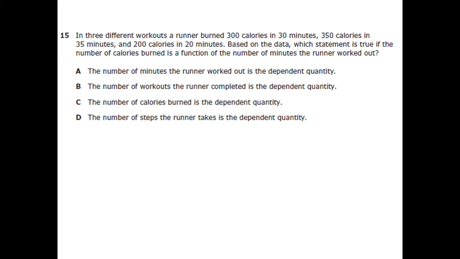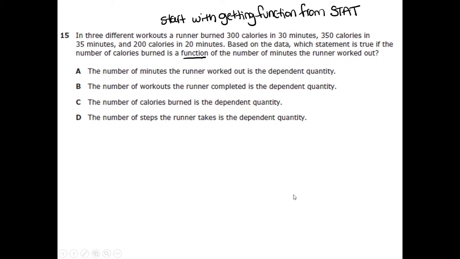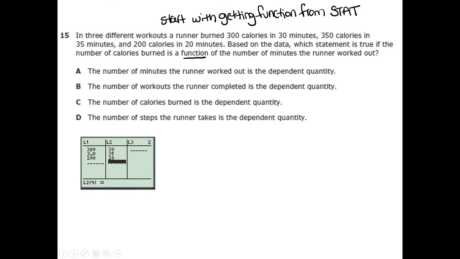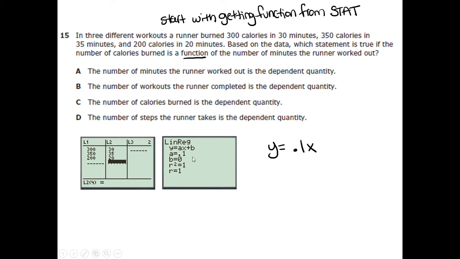Okay, so first hint. Function we get from our stat key. So we have to know what to type into our stat key. And that is to take each one of these 3 different workouts and break it up to be calories for our X and minutes for our Y. Once we do that, we have an equation as y equals 0.1x.